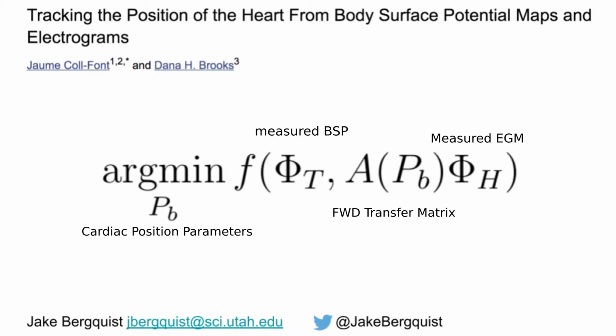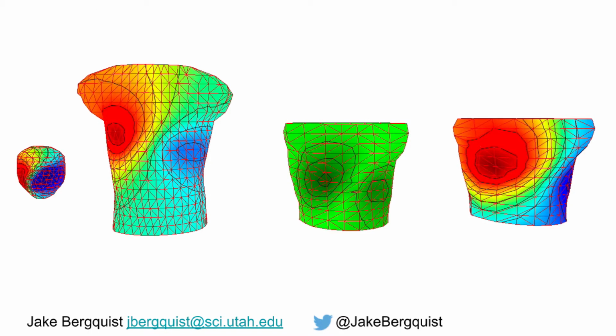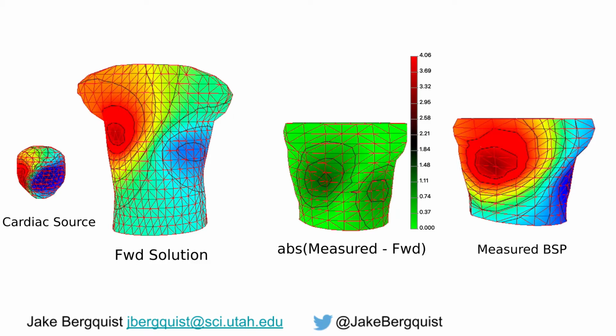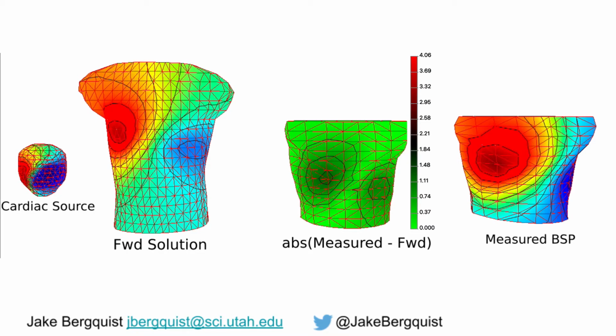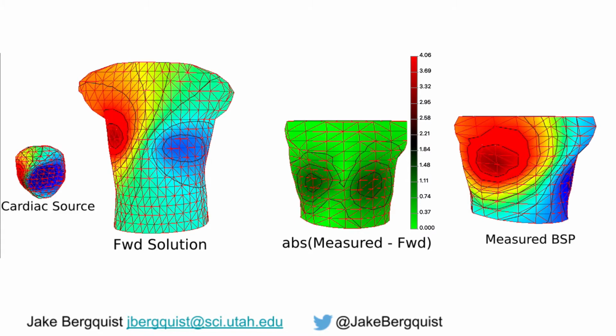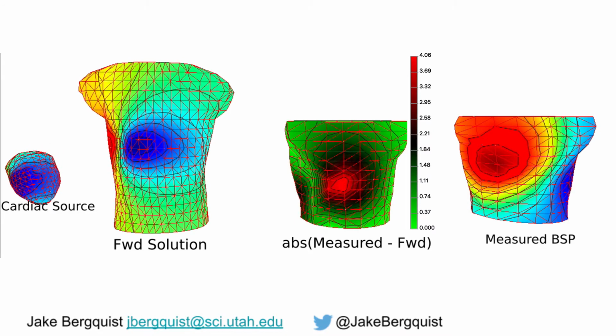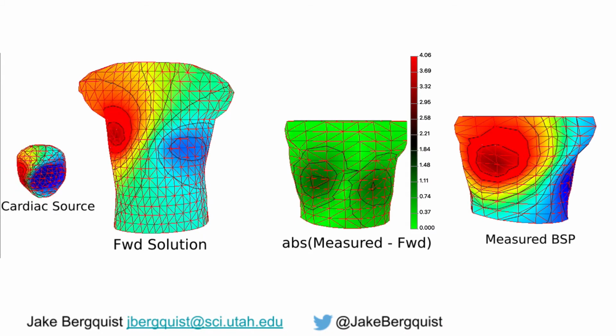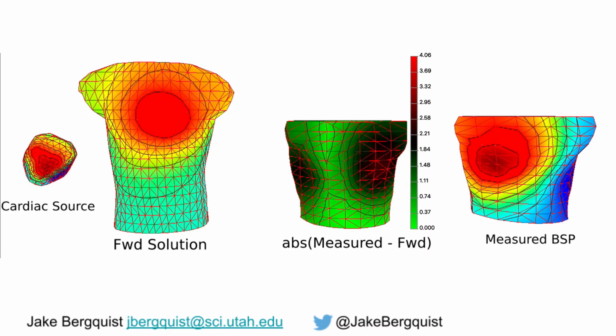The following visualization demonstrates how this method works. On the far left, we have the cardiac source. Next to that is the forward computed body surface potentials. On the far right, we have the measured body surface potentials at that point during the beat. And in between the measured and computed body surface potentials is the difference between the two at the measurement locations. We can see that as we move the cardiac position away from the correct location, the error between the forward solution and measured body surface potential increases. However, if we move the cardiac source closer to the correct location, the error decreases.